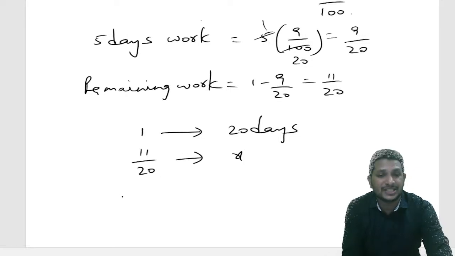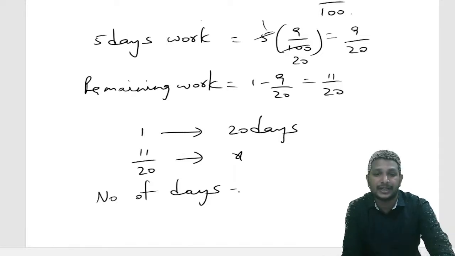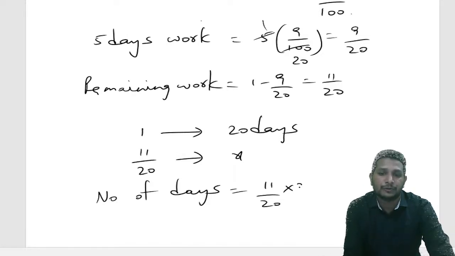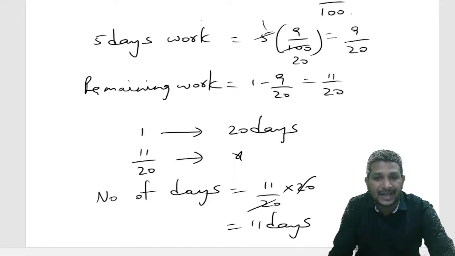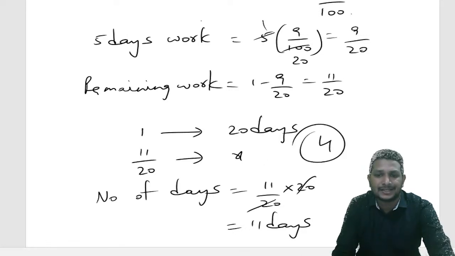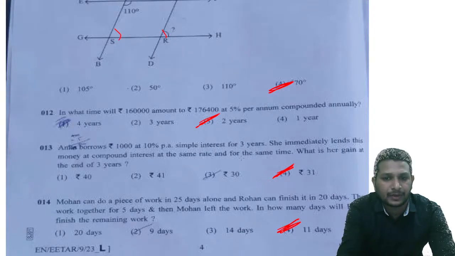So how many days can he take? The number of days equals the part of the work times 20 days. 11 by 20 of the work can be done in 11 by 20 into 20, which means 11 days. Okay. Here we got the answer for this question as 11 days. That's nothing but option 4. Option 4 is the answer. Clear? So we got the answer for question number 14 as 11.